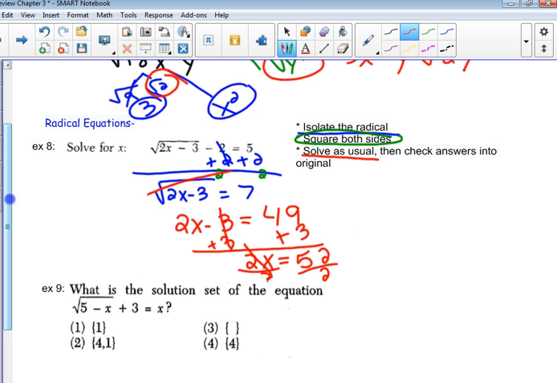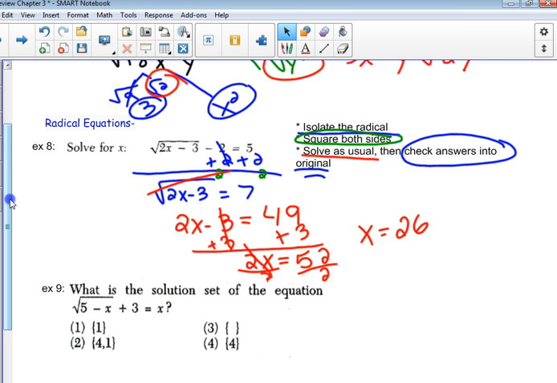Alright, and what'd you think here? How did that go for you guys? Good. Now, the way they're going to try to trick you is catching people. You need to check in the original, okay? This isn't a busy work check. This is a check to make sure you don't have to reject something. You could do a radical check. You could just do it on a calculator.